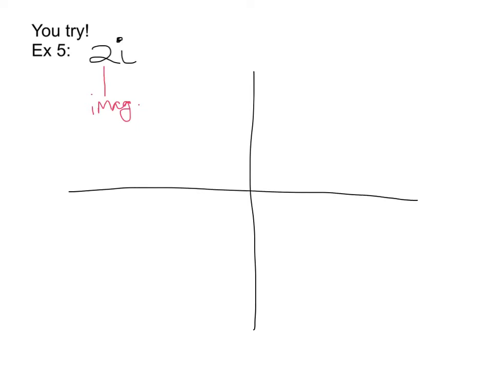Press pause, and I want you to try graphing the complex number just 2i. Alright, if you notice, the 2 has the i with it, so this is my imaginary part. 2 is actually the b. Since there is no number in front of the 2, when we go to graph this, we're not going to move any left or right. Since 2 is positive, we are going to go up 2.